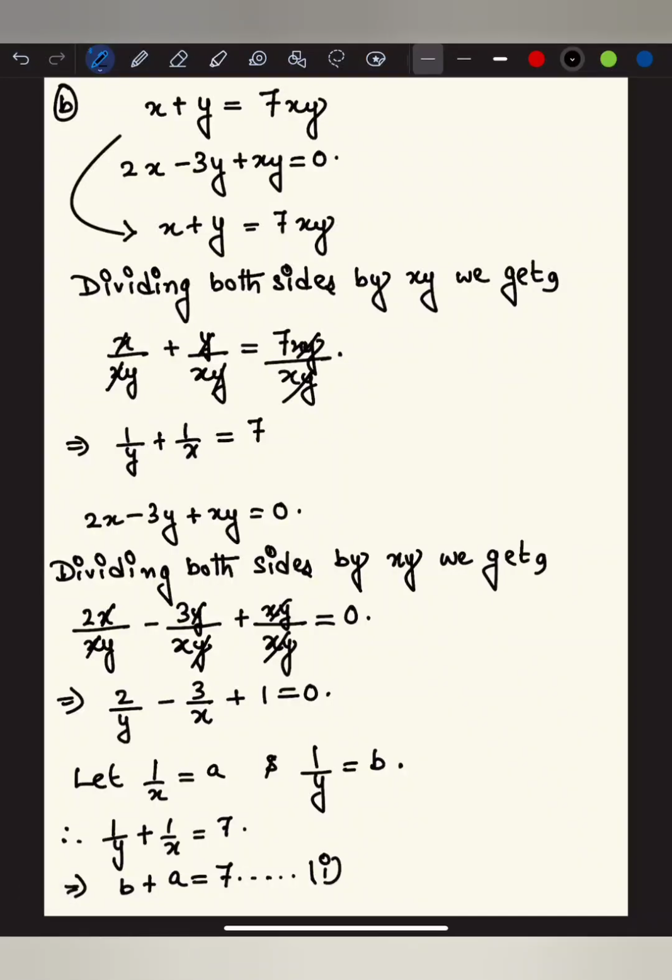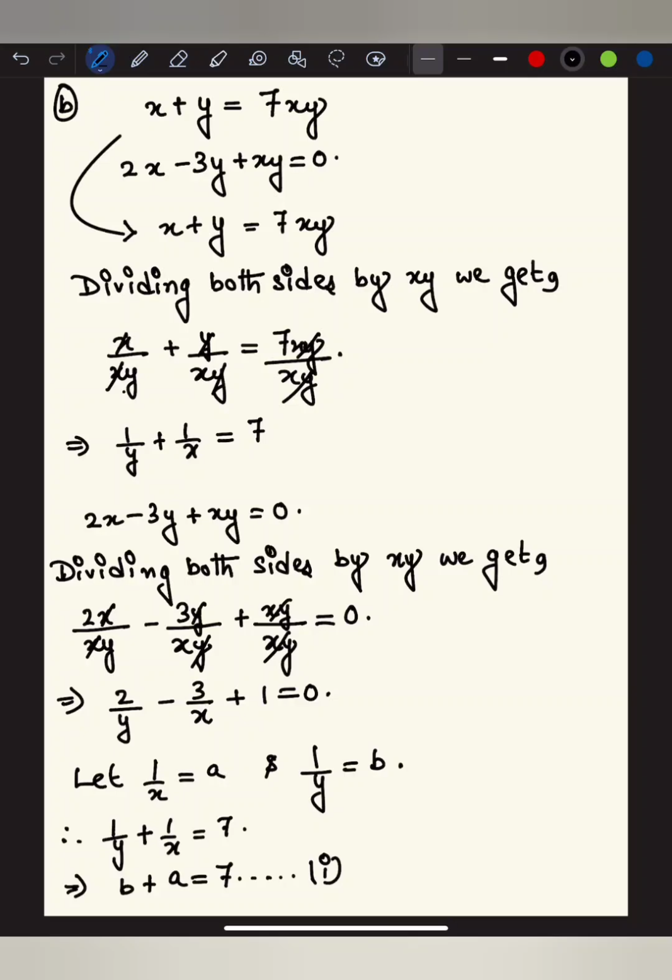We need to solve the simultaneous linear equations. Okay, so the equations are given as x plus y equals 7xy and 2x minus 3y plus xy equals 0. Okay, so from this x plus y equals 7xy, if we divide both sides by xy, we get what?